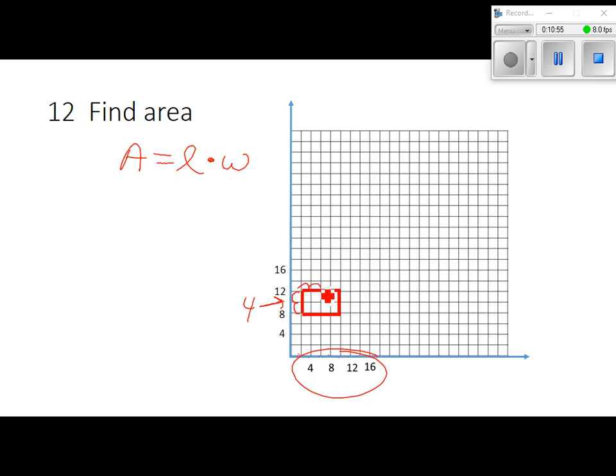Then you gotta count this and find the length of that side. And all you're gonna do is plug in here, your length times your width. So one of them's gonna be 4 times whatever you get when you count that one, multiply those together, and that's gonna give you your area.